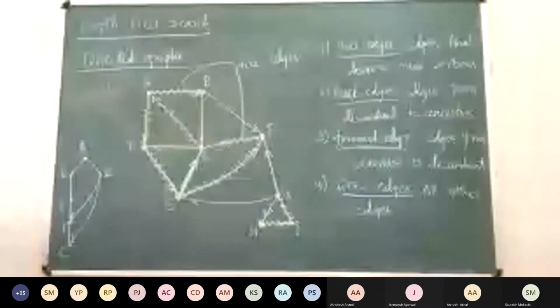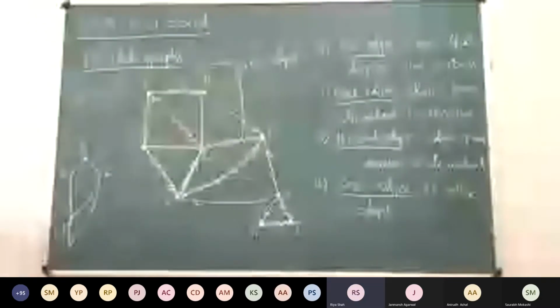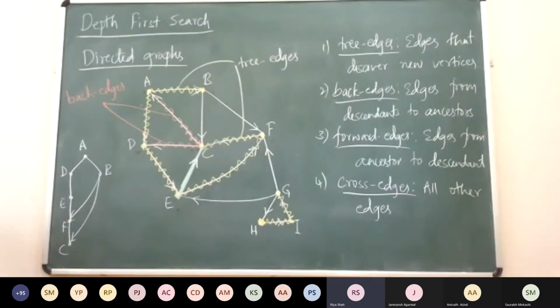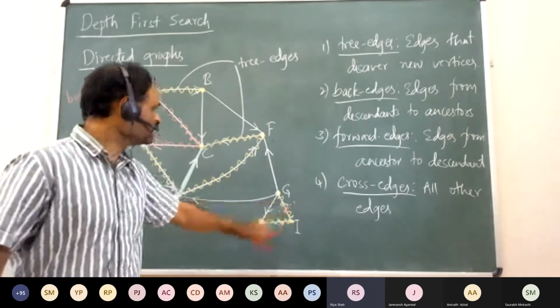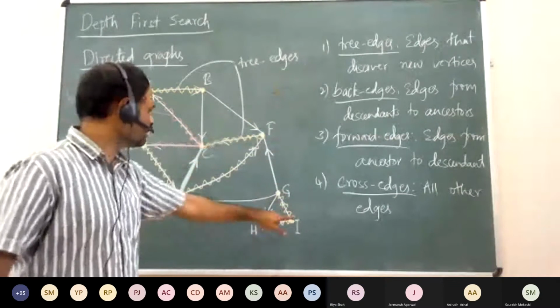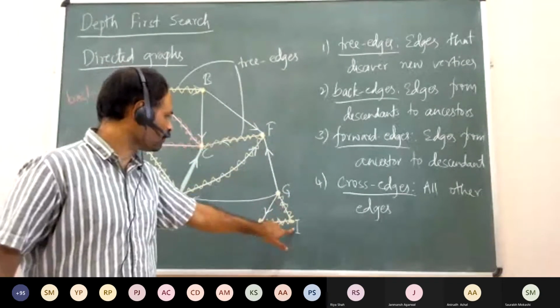Sir, will HI be a cross edge or will it be a tree edge, since it's a part of HI? HI is a tree edge, right? Tree edge. Okay. Because see, this HI was responsible for the discovery of I, right?